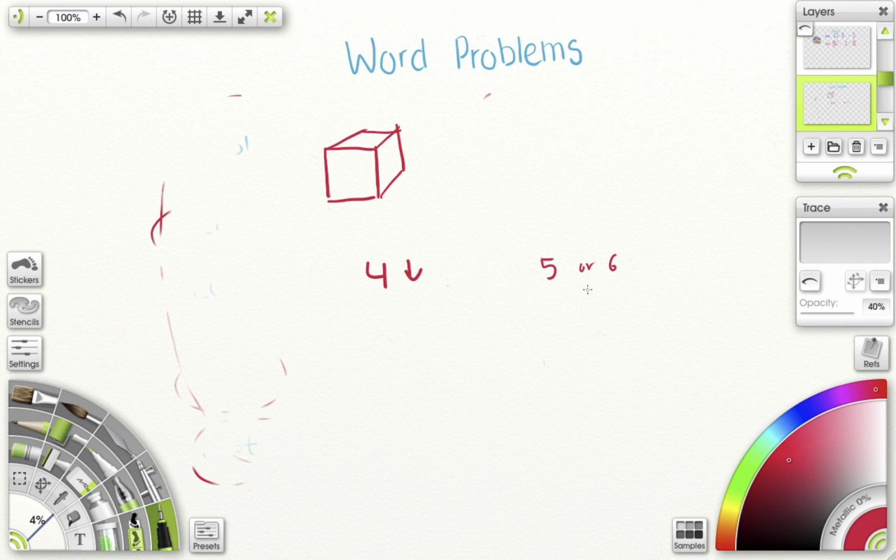Is this game fair? First of all, we have to look at what are my winning numbers. I can land on anything that's 4 or under. So that includes 1, 2, 3, and 4. Because if I land on 4, I still get the point. My friend can only get a point if they land on 5 or 6. Is this game fair?